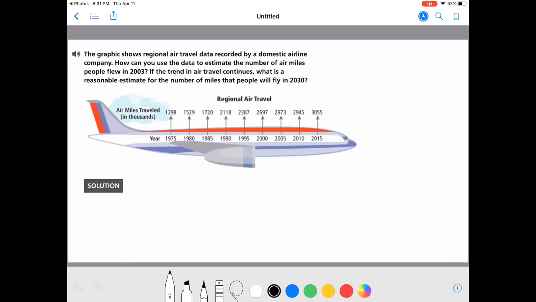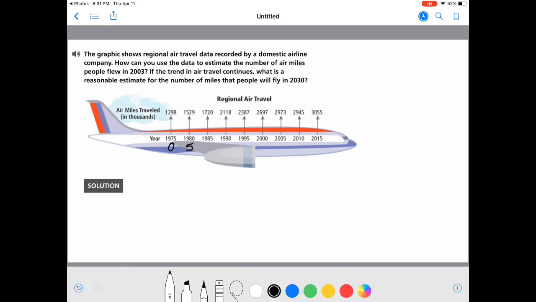Happy Friday. We're going to pick up with the example that we left off with yesterday about the air travel data. If you remember from yesterday, the graphic shows regional air travel data recorded by a domestic airline company. How can you use the data to estimate the number of air miles people flew in 2003? If the trend in the air travel continues, what is a reasonable estimate for the number of miles that people will fly in 2030?